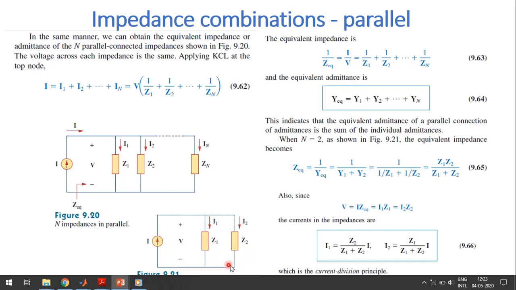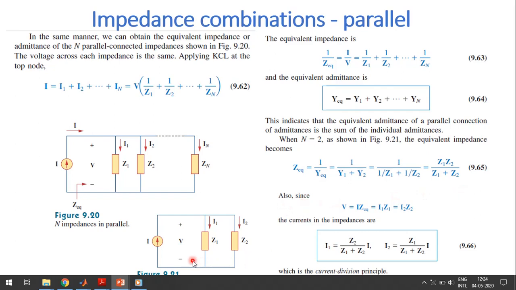So here is a circuit. We have only two impedances Z1 and Z2. Current flowing in this impedance is I1 and in this is I2, and there is a common current source here. So Z equivalent is 1 by Y equivalent, which is equal to 1 by Y1 plus Y2. This is equal to Z1 into Z2 by Z1 plus Z2. This is similar to the equivalent impedance of resistances connected in parallel. This is similar, right?